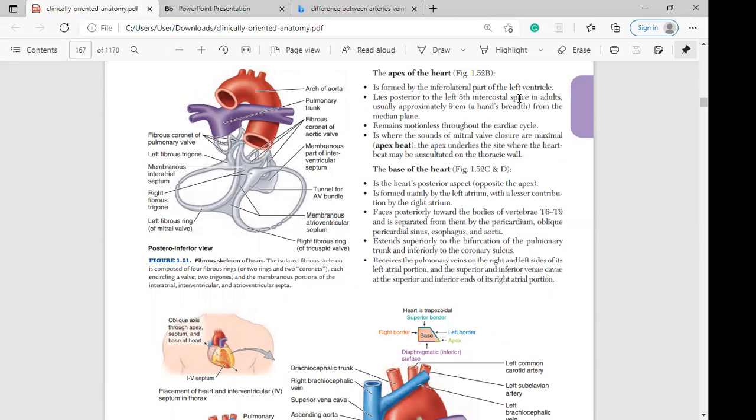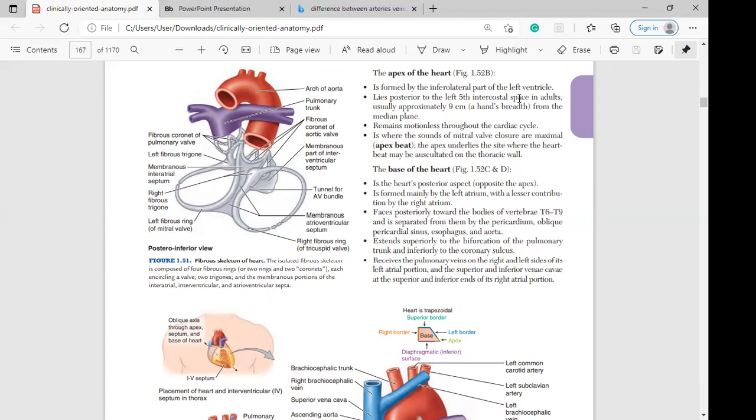And that is very important because when you want to auscultate, you want to hear the sound of the heart, a doctor can tell you to auscultate the apex beat of the heart. And for you to find that apex beat, you need to find where the apex of the heart is. And how do you find it? You need to count until you get to your fifth intercostal space.